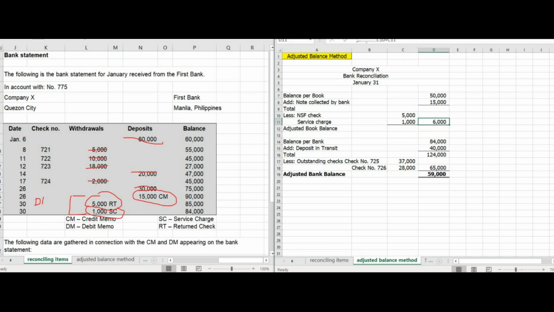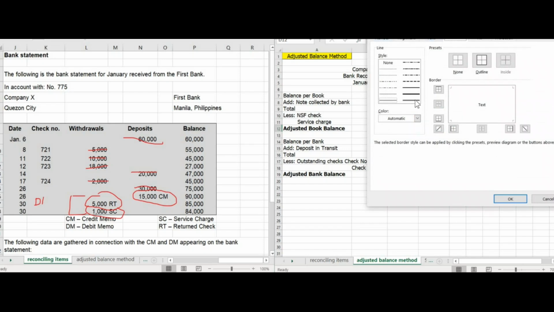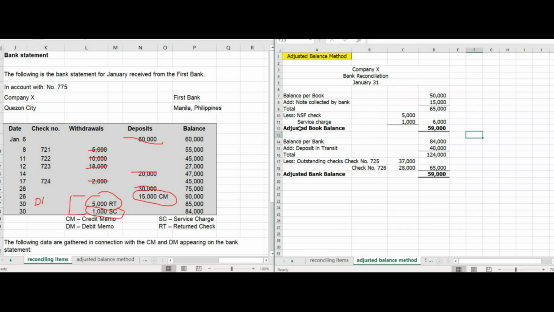Kung i-add natin ito or kung i-deduct natin ito doon sa total natin, that's 50 plus 15. So, 65,000. So, i-deduct natin yung 6,000. So, you also have 59,000. So, you see, under the adjusted balance method, our output or the total amount, no, na i-report natin, no, is yung adjusted or the correct na cash balance. Which is, of course, the same lang yan, no? Book balance or bank balance. So, same sila.